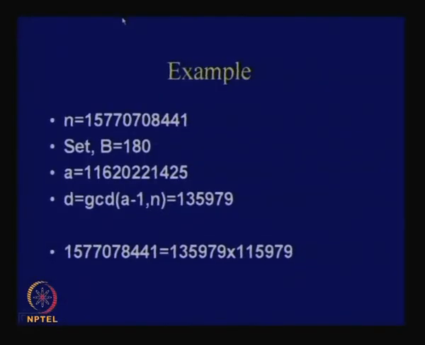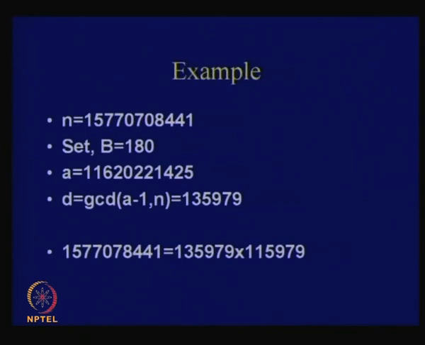For example, in this example n is equal to 157707084441, so it is a relatively large number. If you set b equal to 180, note that this setting of b is arbitrary. The assumption is that all the prime powers must be less than or equal to 180. Then if you compute a equal to 2 to the power of b factorial modulo n, after the end of the for loop you get a value like this, okay.